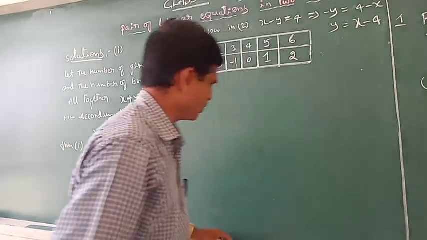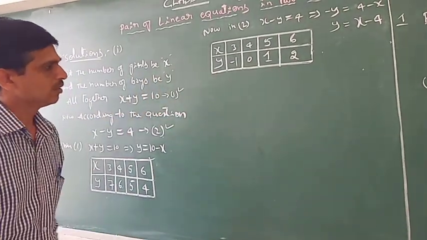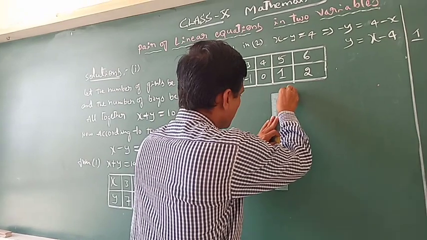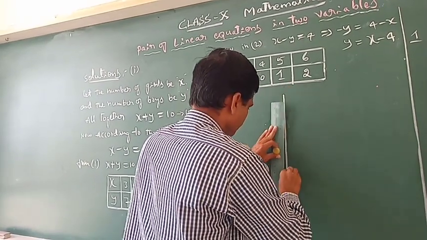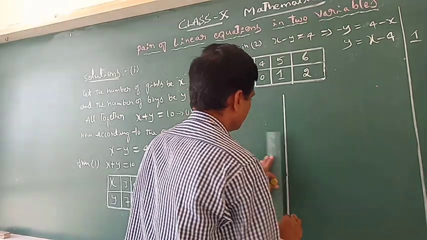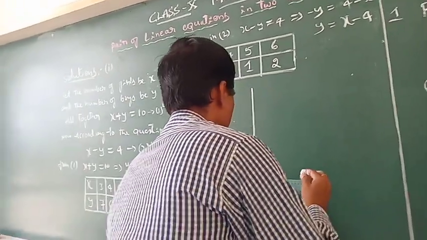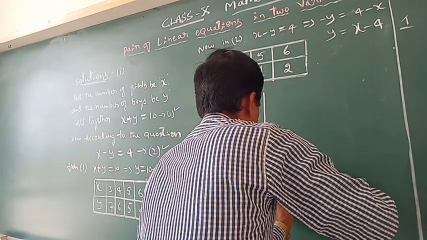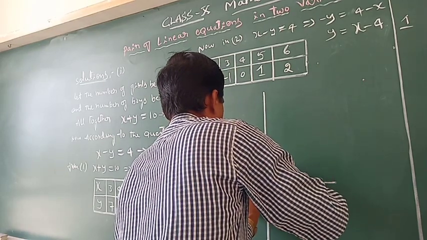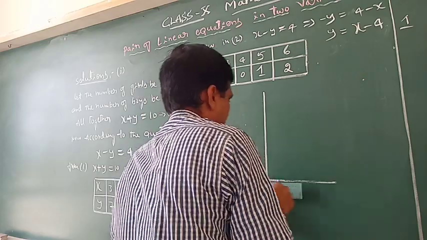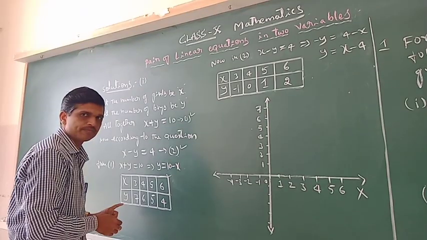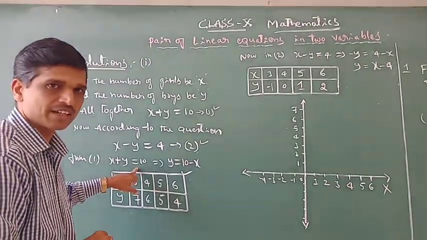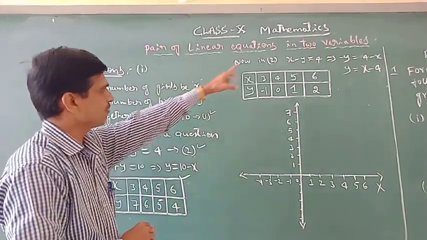Now take the graph. Instead of graph sheet, I would like to use the board as a graph. Consider the x and y axes. Now consider the first table column, in which the equation is x plus y. First plot the graph of the equation x plus y is equal to 10, then after that x minus y is equal to 4.